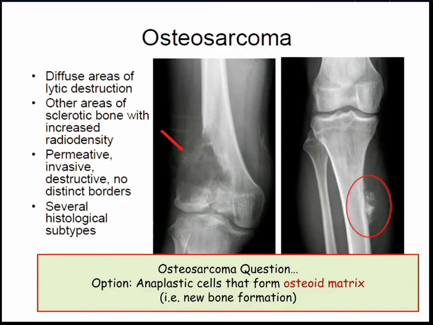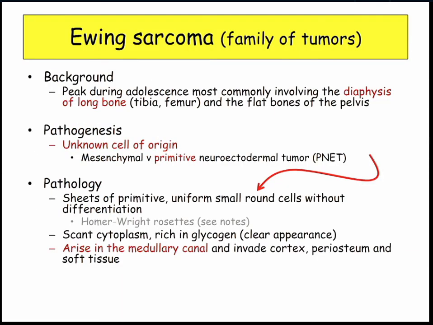So in terms of the pathology, there's a lot of different descriptions they can use, but just a classic description: anaplastic cells that form osteoid matrix, new bone formation. All right, so that's osteosarcoma. I beat that to get 1 point, new bone formation, well, in a young guy at the metaphysis. I beat that to death. 2 points.